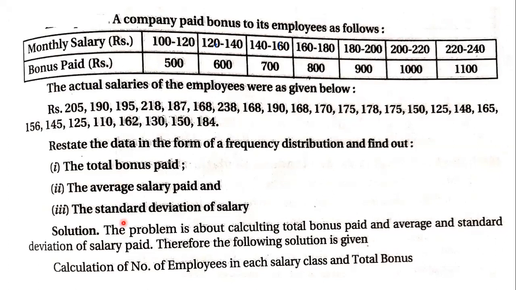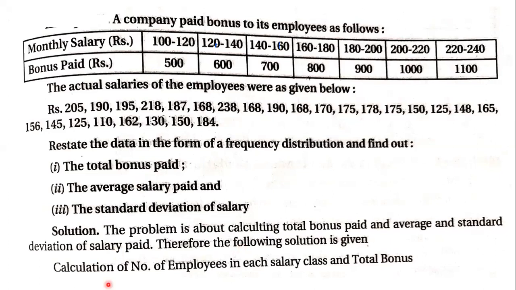So we have solved this problem until here. That is second point: average salary and bonus total we have already found out. I'm just going to revise the whole problem once again here and then add standard deviation of salary. Okay, let's go to the solution now. The problem is about calculating total bonus paid, that is this first point, and average salary paid, that is calculation of arithmetic mean, and standard deviation of salary paid. So therefore, the solution.